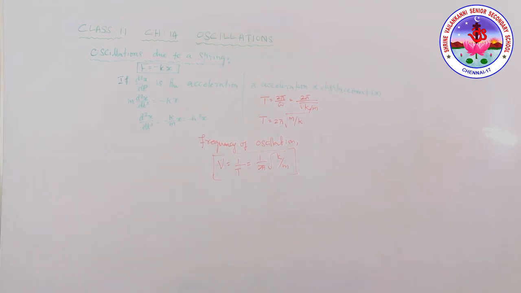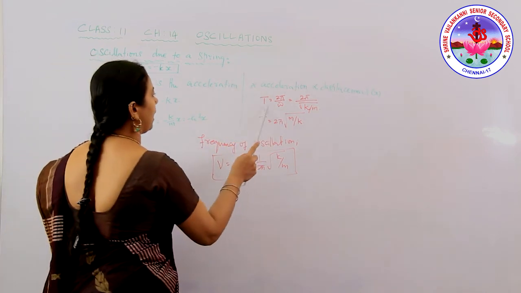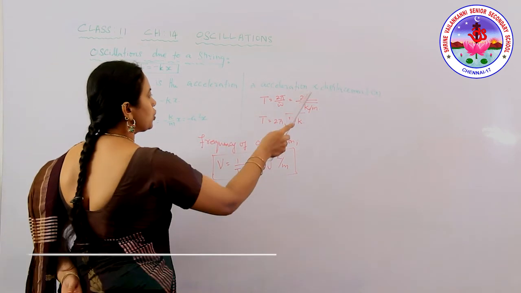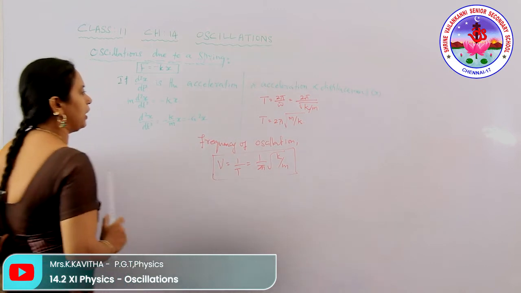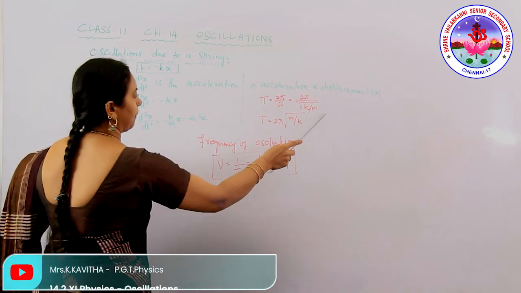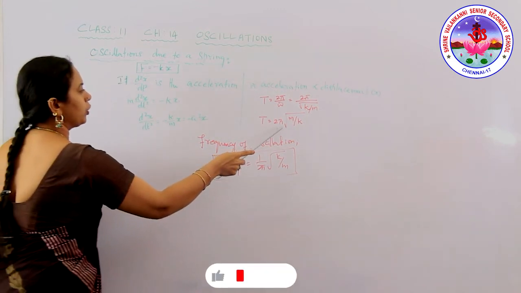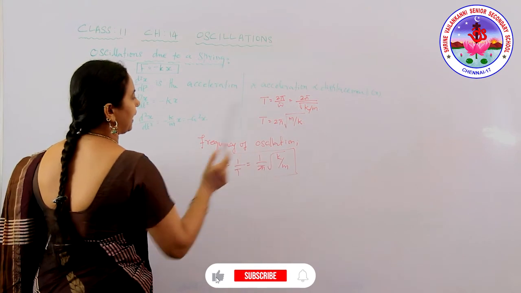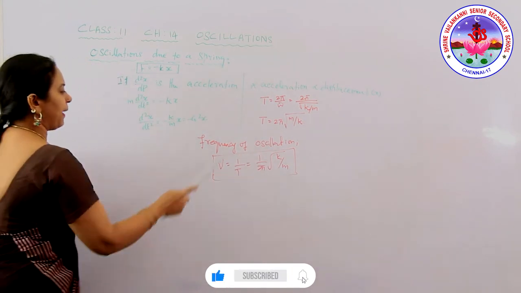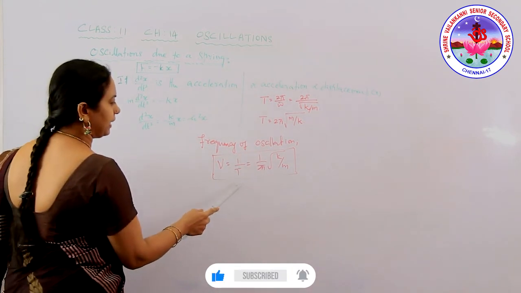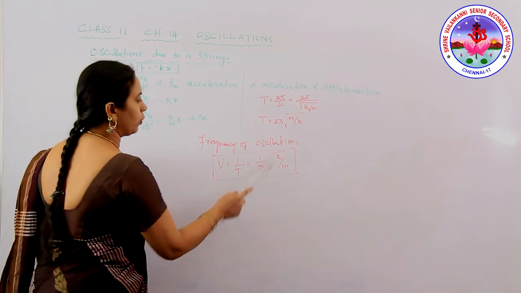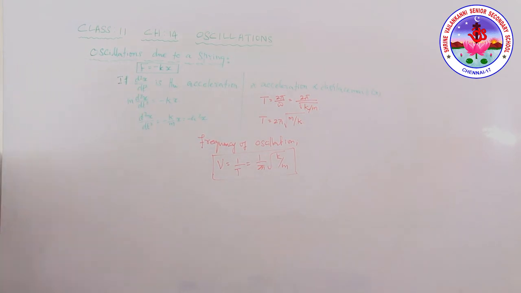The time period T, we know the basic formula, is 2 pi by omega. Omega is the root of k by m. So T equals 2 pi root of m by k. The frequency, the basic formula, is 1 by T, so it is 1 by 2 pi root of k by m.